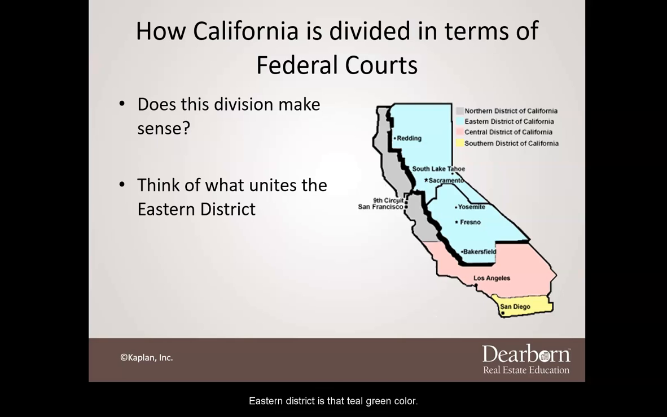The Eastern District is that teal green color. The Central District: Los Angeles, Orange County, Riverside County, everything until you hit Nevada. And then San Diego is the Southern District of California. And I just want to pause here for a moment to ask you to ponder, does this division make sense?